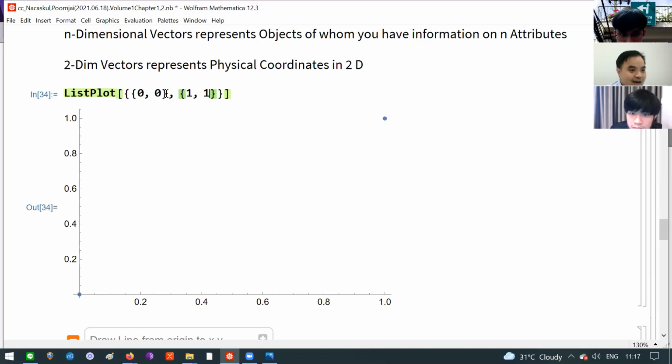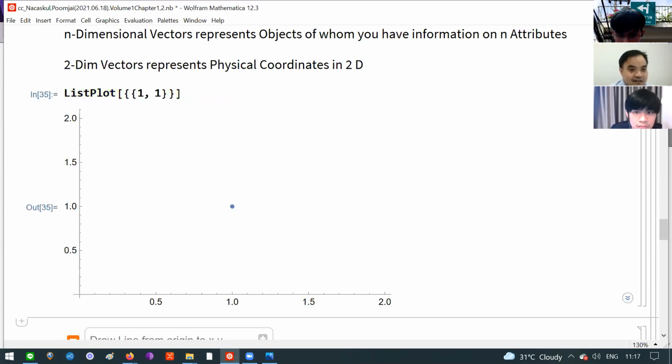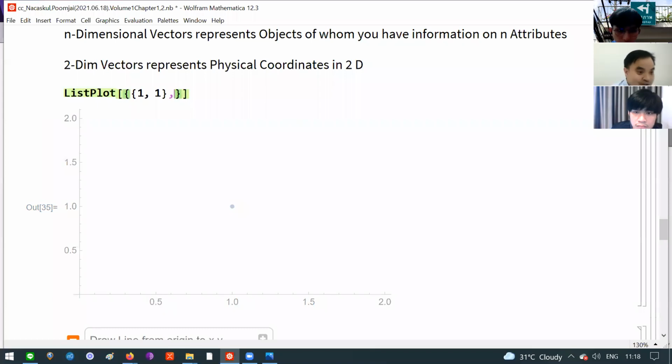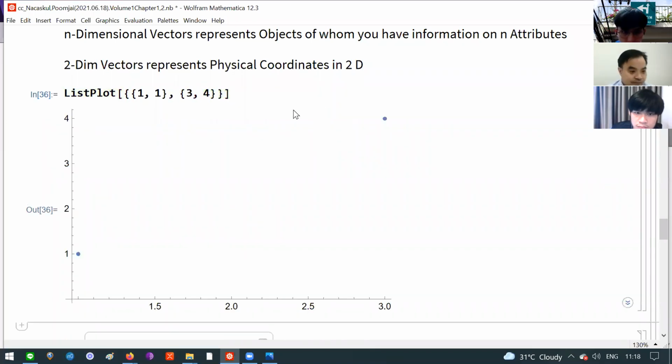Now normally, let me just do this. This is just one item. The vector is actually a coordinate 1, 1. I give you another vector. Okay, so it's 1, 1 and 3, 4. These are 2 different vectors. It's a coordinate because it tells you the location.